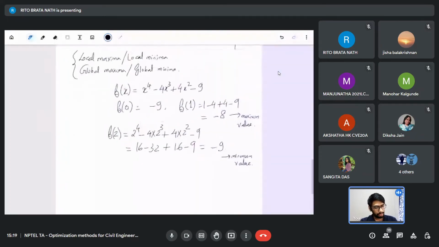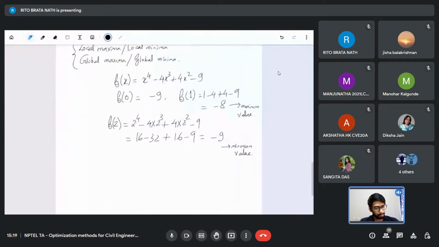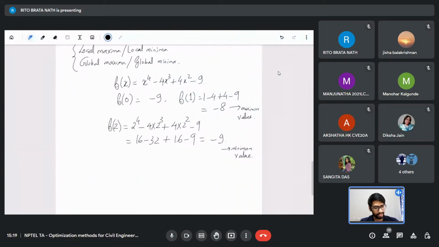So I think you will find similar problems, where one function will be given, and you have to find the stationary points, then the maxima and minima, and that will be there in your assignment. So I think this will help you a lot. So I have discussed this maxima and minima.